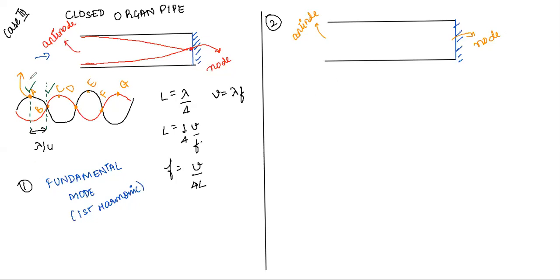Why? Because this is the second closest combination possible between an antinode and a node. I will repeat. This is the second most easy combination, or closest combination, possible between an antinode and a node, whereas the first one was here. The first closest was between A to B. Now it is between A to D. Correct? So we will write it in this pattern. Let's draw this.